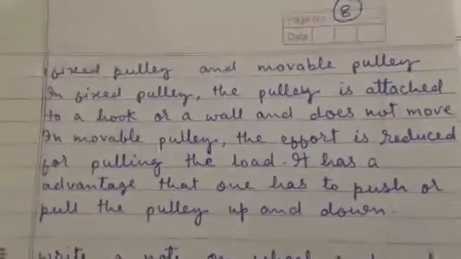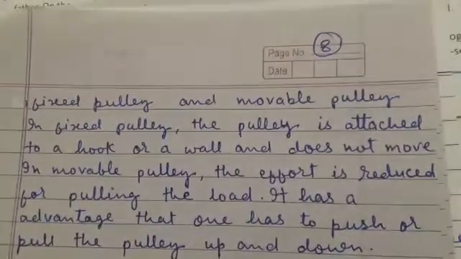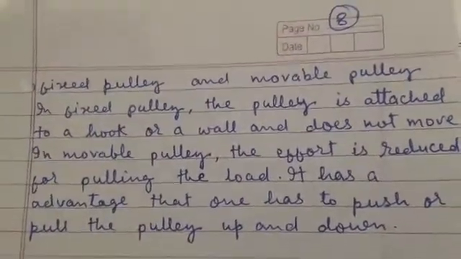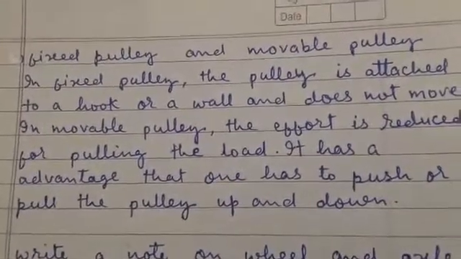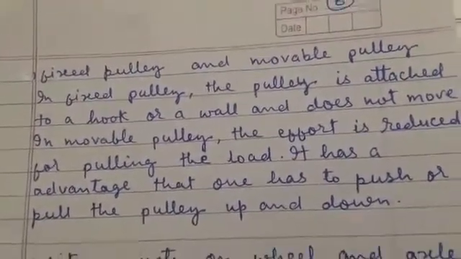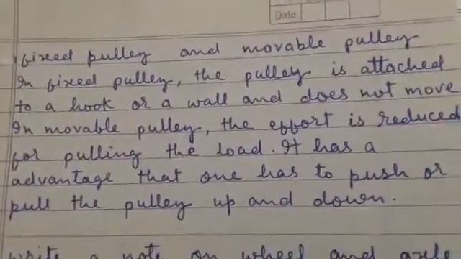In a fixed pulley, the pulley is attached to a hook or a wall and does not move. In a movable pulley, the effort is reduced for pulling the load. It has an advantage that one has to push or pull the pulley up and down.